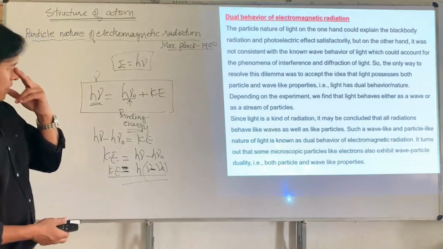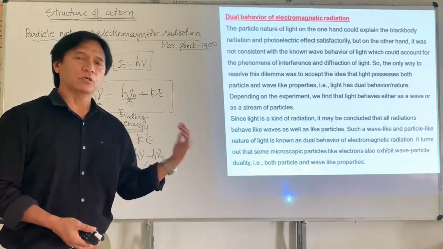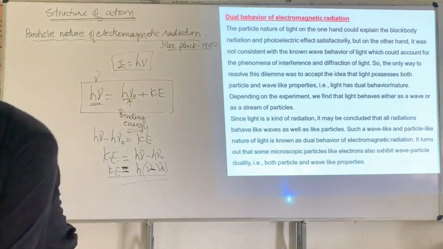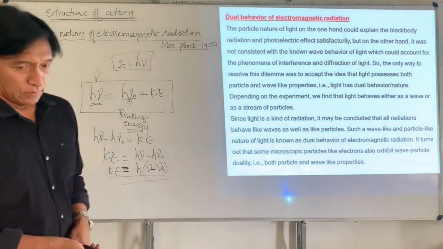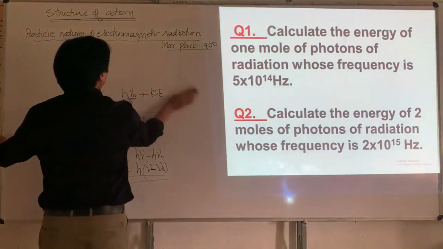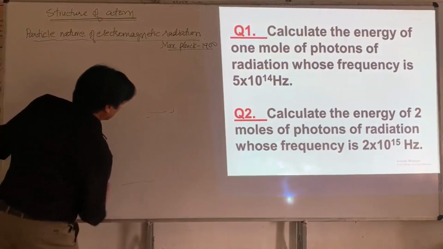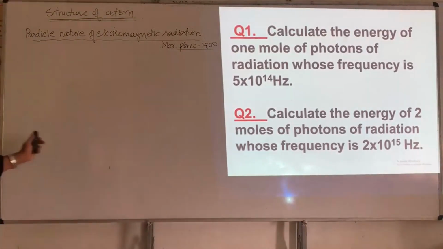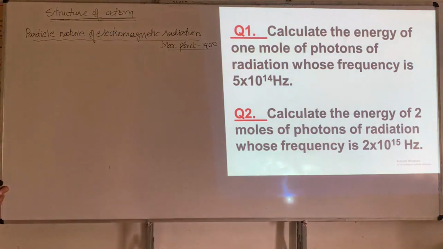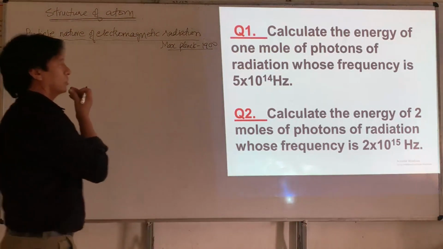That's it. So now finally we're going to work out some problems based on the particle nature of electromagnetic radiation. To begin with, I have the very first problem for you. You can see the problem here. Calculate the energy of 1 mole of photons of radiation whose frequency is 5 × 10^14 Hertz. So you are required to calculate the energy of 1 mole of photons.